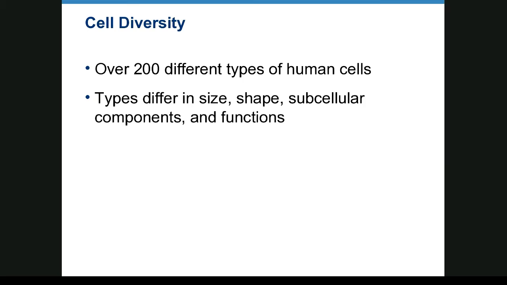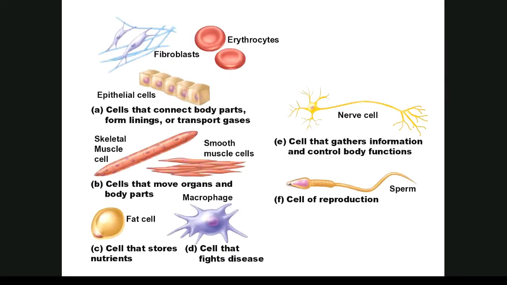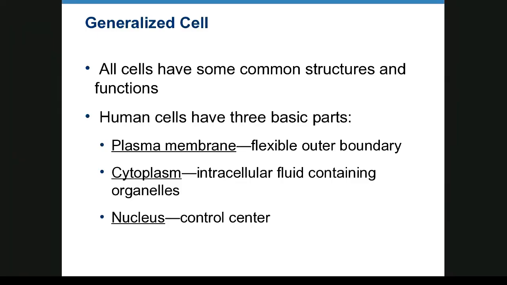There are over 200 different types of human cells, and they all vary in structure and function depending on what they do. As you see here, we have fibroblasts, erythrocytes, nerve cells, sperm cells, smooth and skeletal muscle, epithelial cells, fat cells, macrophages, and many, many more. Cells have common structures and functions, and then they have individual types as well.